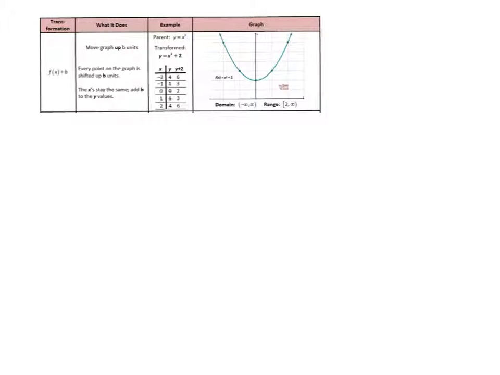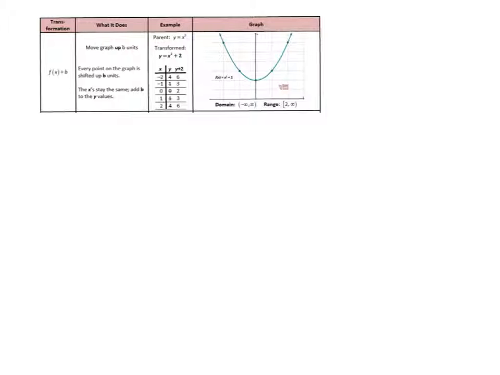Okay, so here's the first row of that transformation handout that you should have printed out or at least have handy. So what we're going to talk about today is called vertical transformation. So vertical, up and down, right? We're going to move a graph. So notice this example is y equals x squared.